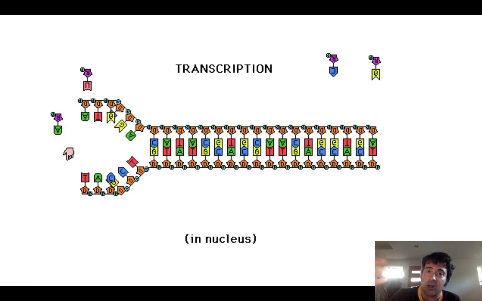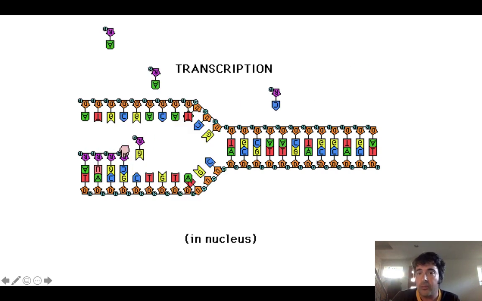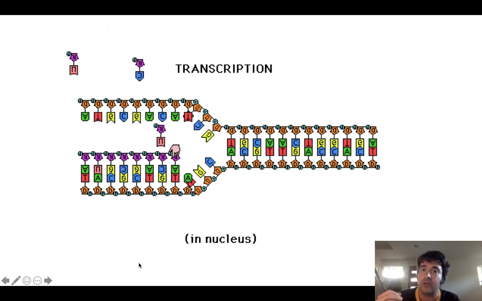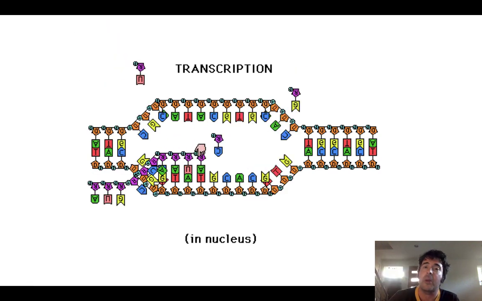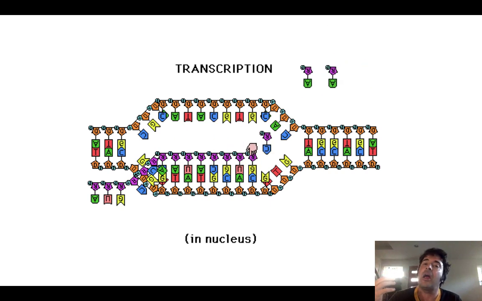That's transcription and translation. When a gene, we'll call this a gene right here, is actively being used in the process of transcription and translation, meaning a gene is being used to make a protein, we say that that gene is being expressed.